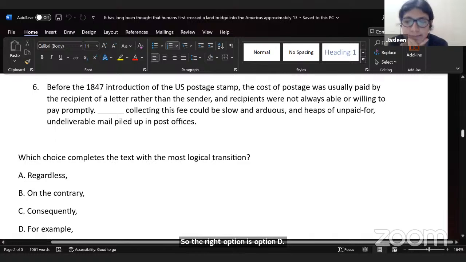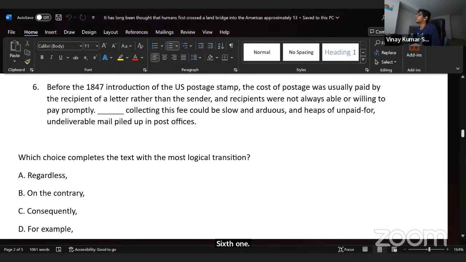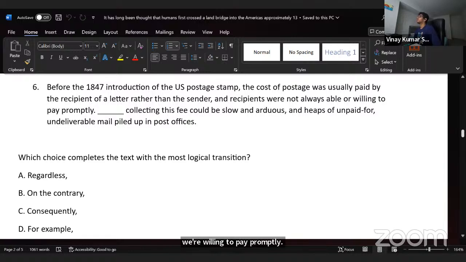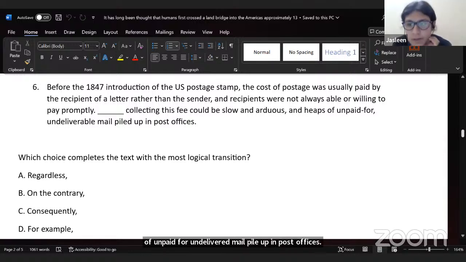Sixth one. Before the 1847 introduction of the U.S. postage stamp, the cost of postage was usually paid by the recipients of the letter rather than the sender, and recipients were not always able to or willing to pay promptly. Blank collecting this fee could be slow and arduous. The heaps of unpaid for undelivered mail pile up in post offices. C. Perfect.